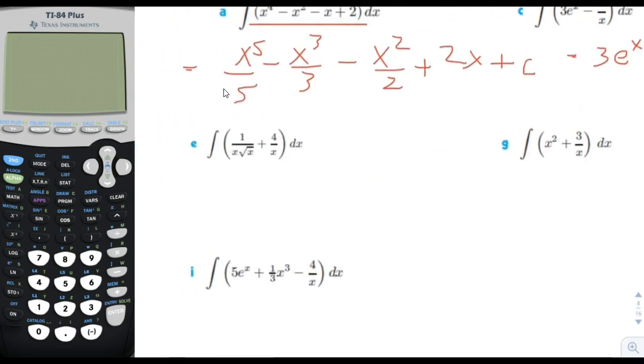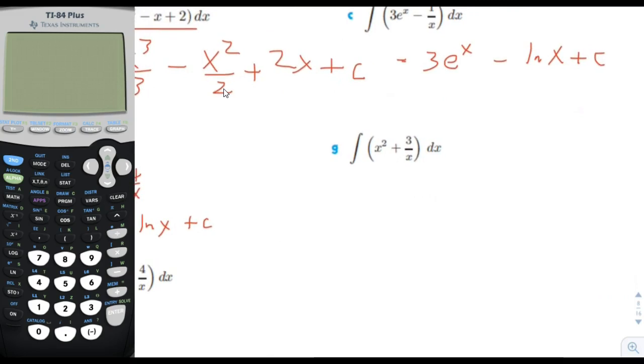The integral of 1 over x square root of x, plus 4 over x. So I'm going to rewrite this. So it's x to the negative 3/2 plus 4 over x. So I'm going to take the integral of that. It's going to be negative 3/2 plus 1, which would be negative 1/2, negative 2. Okay, and then the integral of 4 over x is 4 natural log of x plus c.